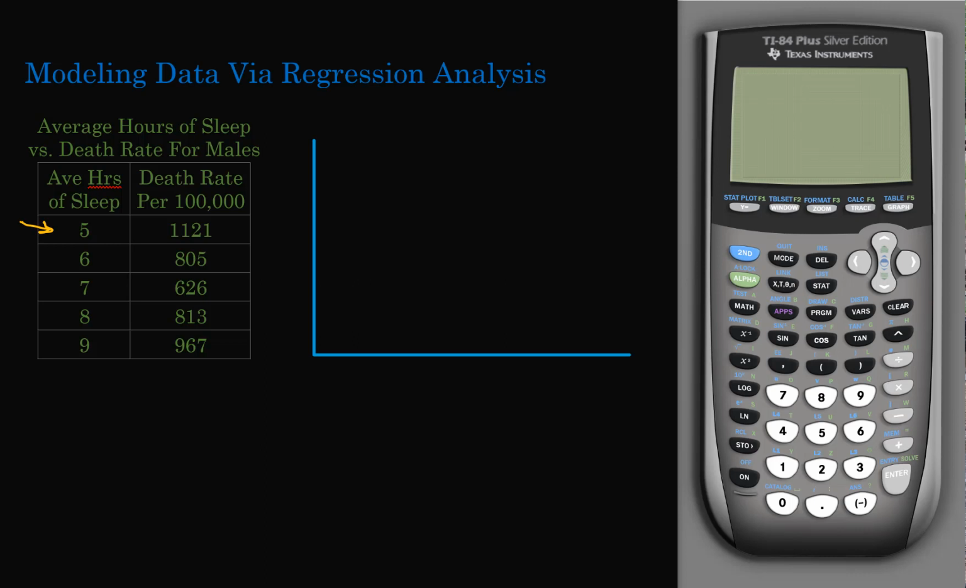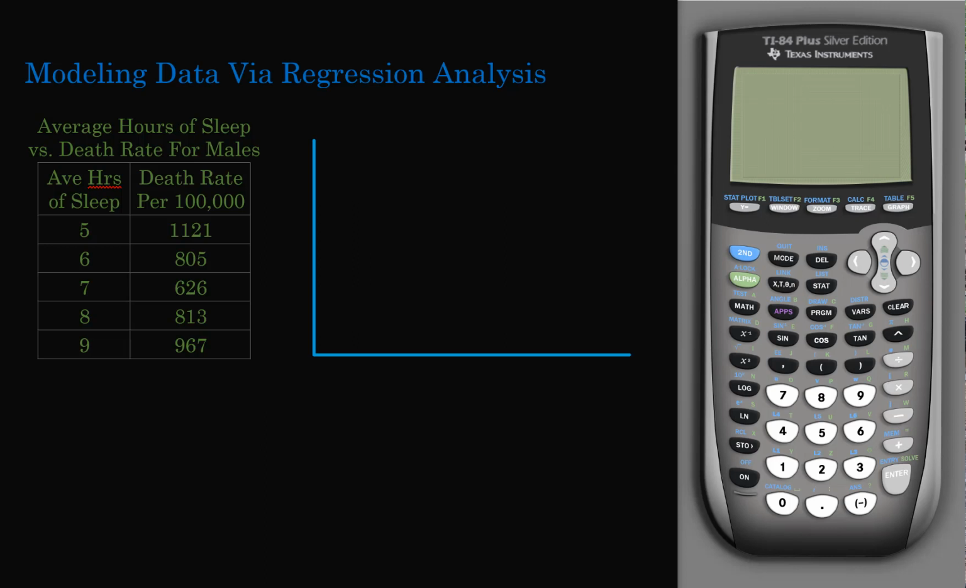We're told that the men who average 5 hours of sleep a night have a death rate of about 1,121 people per 100,000. It's the highest death rate. Notice that the lowest is right around an average of 7 hours of sleep a night. And then 8 hours and 6 hours are right around on each side of that.